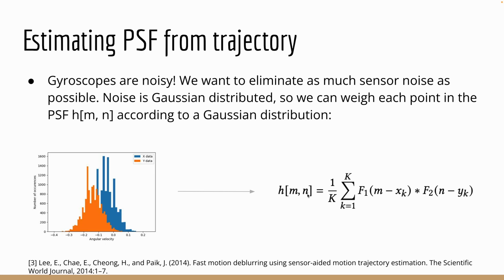So unfortunately, gyroscope data is pretty noisy, and so we want to eliminate a lot of that noise in order to get the most accurate PSF possible. As seen on the left graph here, we can see that the noise is approximately Gaussian distributed. So we can weigh each point in the PSF according to this Gaussian distribution. Now we get this equation on the right where F1 and F2 are the Gaussian distributions for each axis.